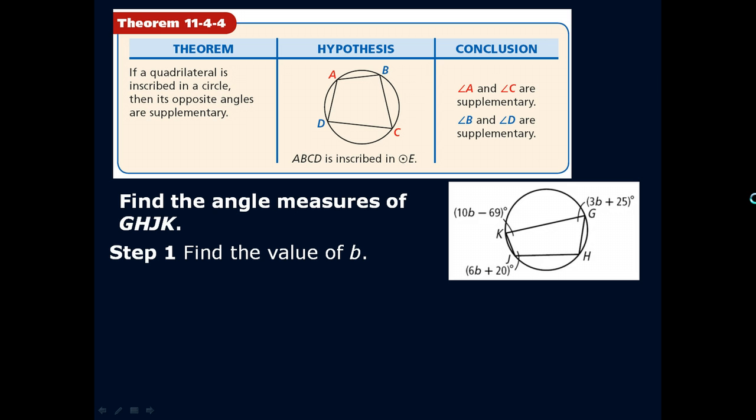Theorem 11.4.4 talks about quadrilaterals inside a circle. If a quadrilateral is inscribed in a circle, then its opposite angles are supplementary. So quadrilateral ABCD is inscribed in circle E. That means that angle A and angle C are supplementary, and angle B and angle D are supplementary.